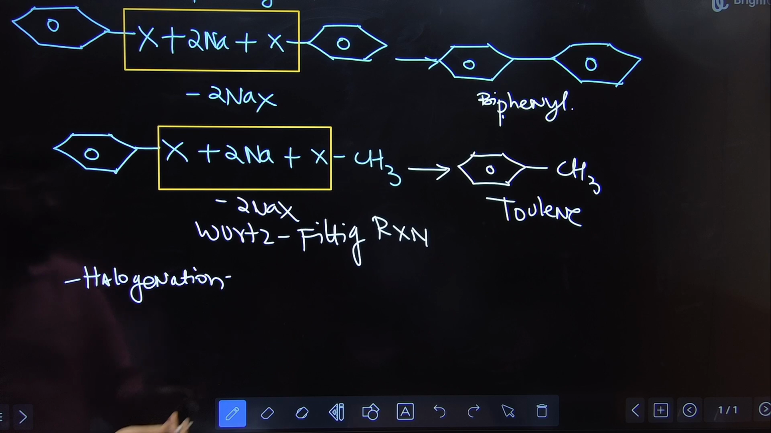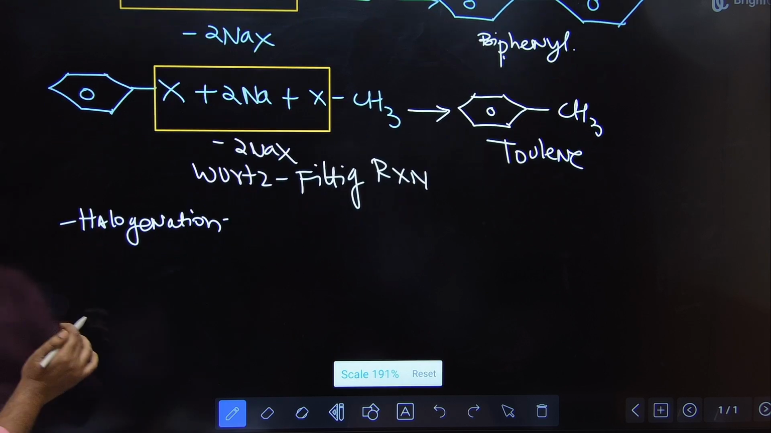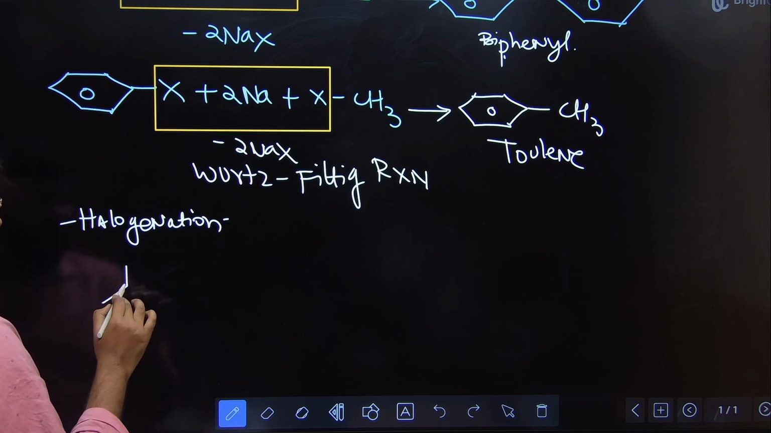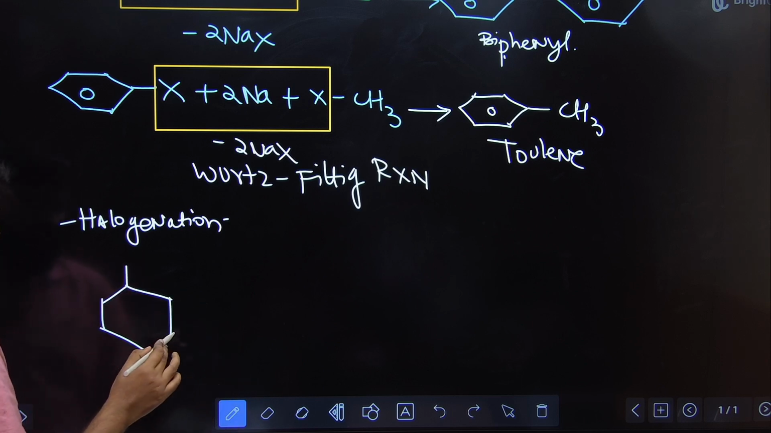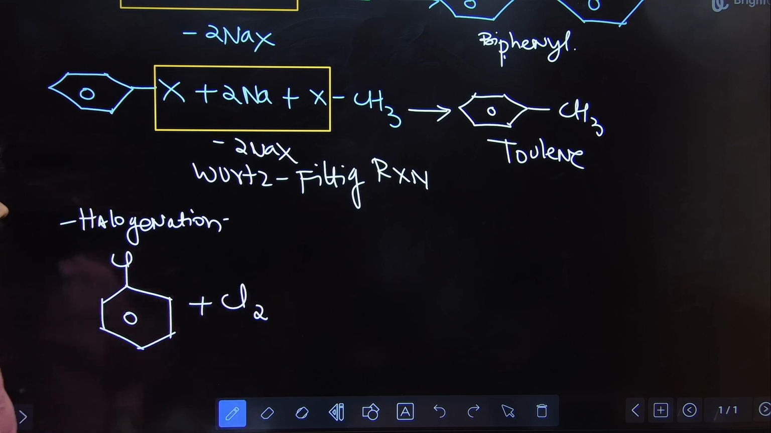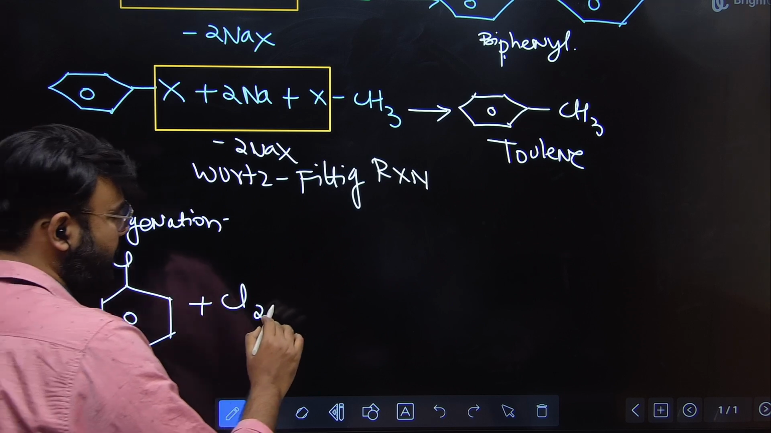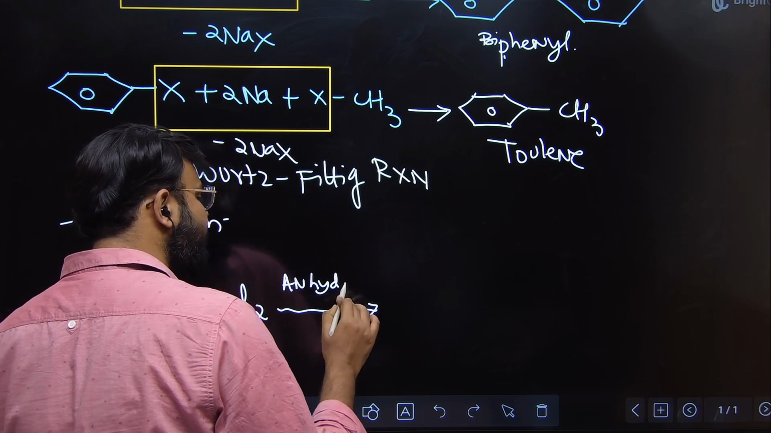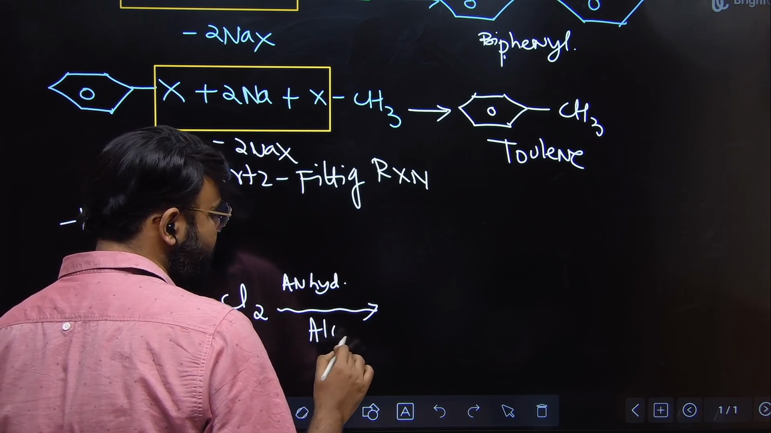Halogenation means you'll add a halogen on a haloarene, right? So this is the haloarene. Now you'll add Cl2, assuming it's chlorination I'm giving. Okay, assume that I'm adding a chlorine, all of you. So, you know what will happen here? You will add Fe, anhydrous AlCl3, FeCl3, anything you add.